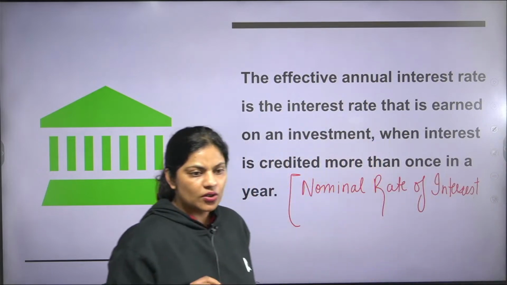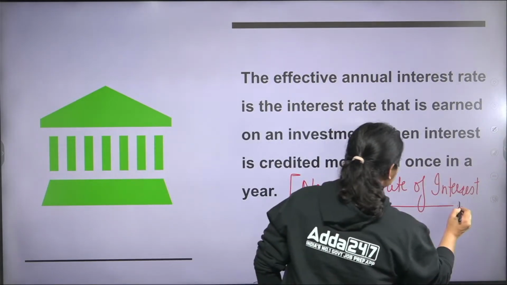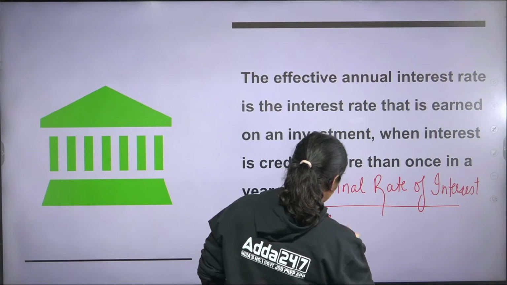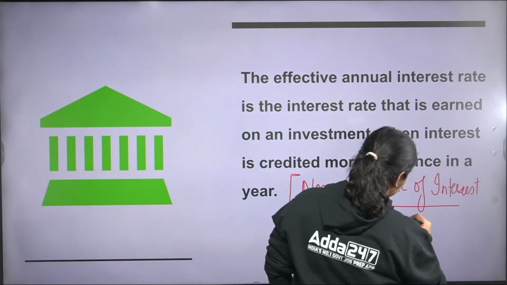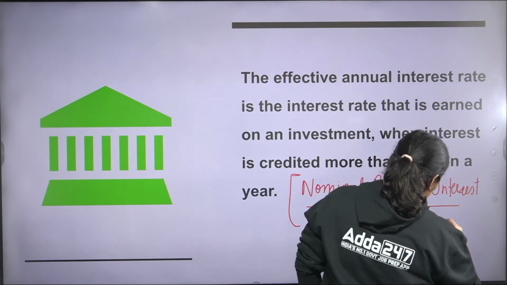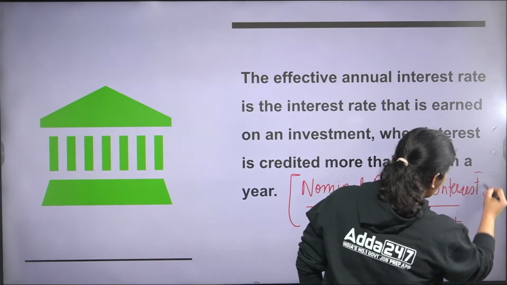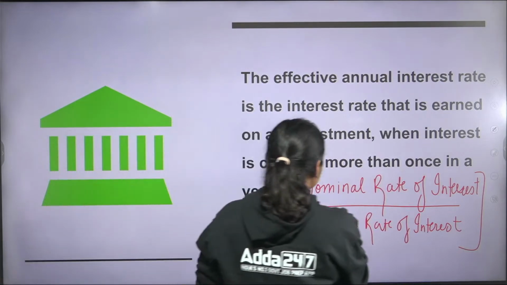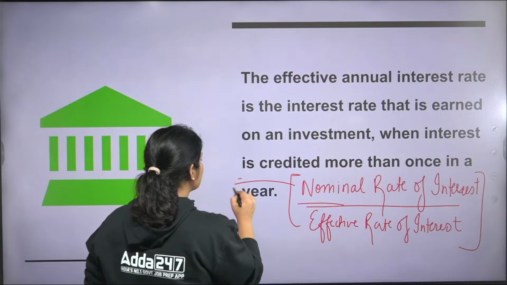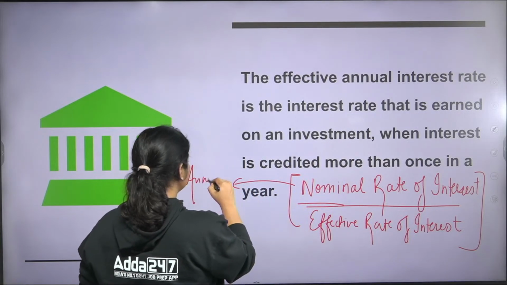So, there are two words, nominal rate of interest and effective rate of interest. What is nominal rate of interest? Nominal rate of interest is the annual rate of interest.